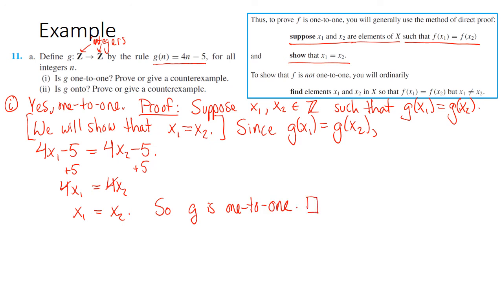And that's really all you have to do. You just take two elements from the domain, suppose that when you plug them into the function they're the same, and then actually use the formula of the function, and try to use that to simplify down to just having that the two elements in the domain were equal.